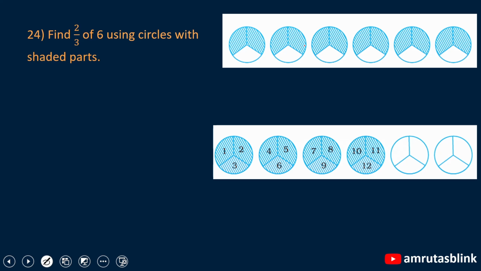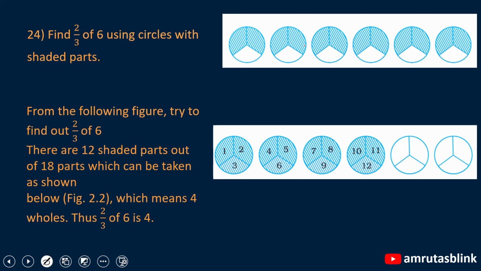So how many parts do we have? We have 12 divided by 18. So there are 12 shaded parts out of 18 parts which need to be considered. Now if we arrange these 12 parts separately in order to form circles, we know that each circle is comprised of 3 parts. So these 12 parts will actually comprise nothing but 4 circles. 12 divided by 3 is equal to 4. Hence we can say that 2 by 3 of 6 is 4.